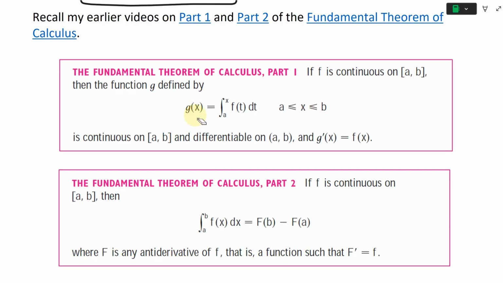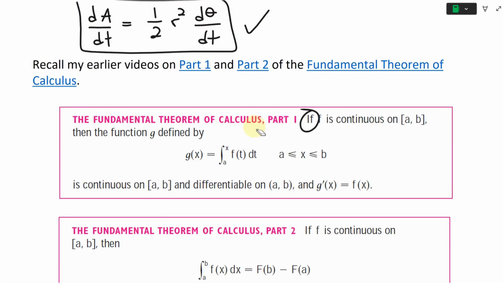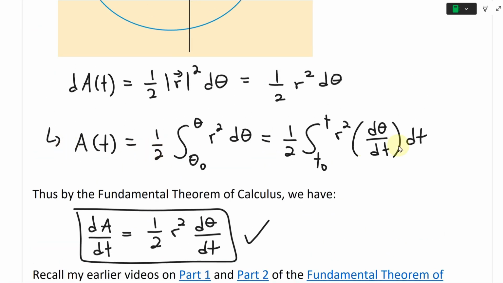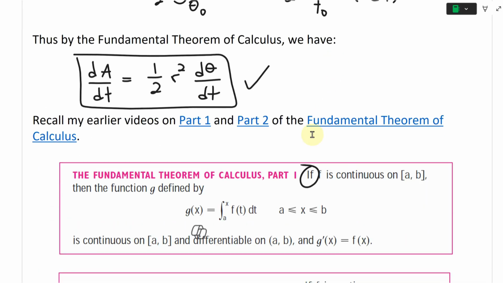Where x is between a and b, so where it's defined, and it's continuous on a and b and differentiable on a and b. So this function is continuous and differentiable. If f is differentiable and continuous, it means you can take the derivative, then g prime of x equals f of x. So the derivative equals just this f of x there, and that's exactly what we had here. So the derivative equals the inside here, the f of x set up there.